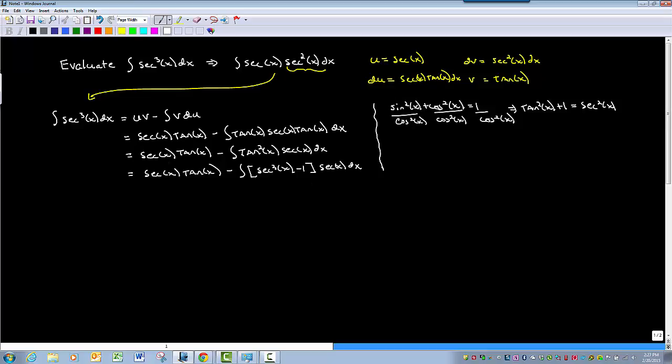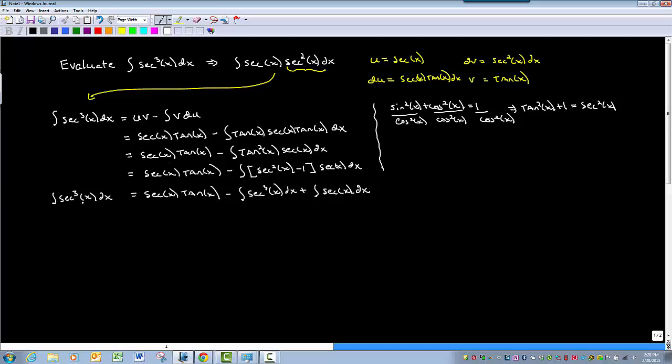Now I'm going to multiply in. So this is still equal to secant x times tangent x minus the integral of secant to the third x dx plus the integral, because it's minus a negative, of secant x dx. Now remember this is what the integral of secant to the third x dx is equal to.